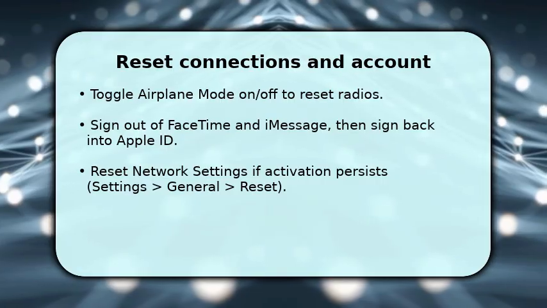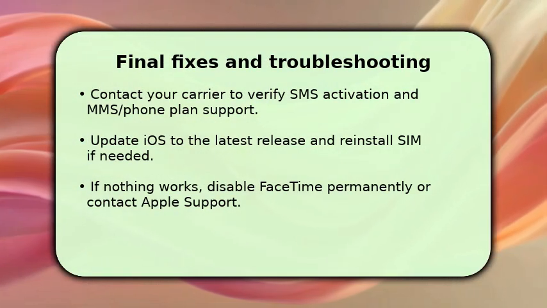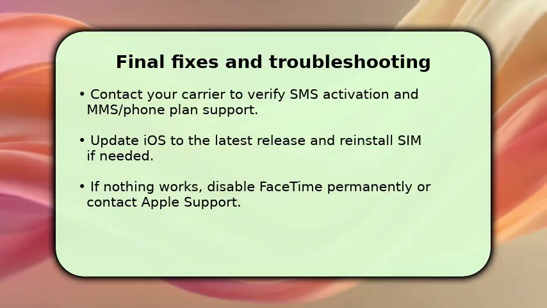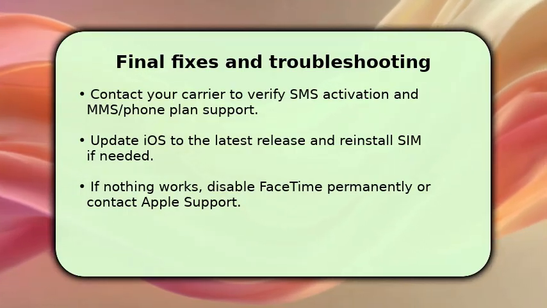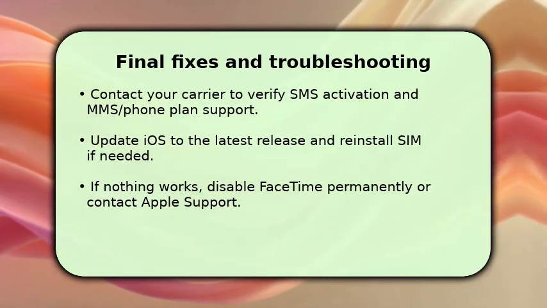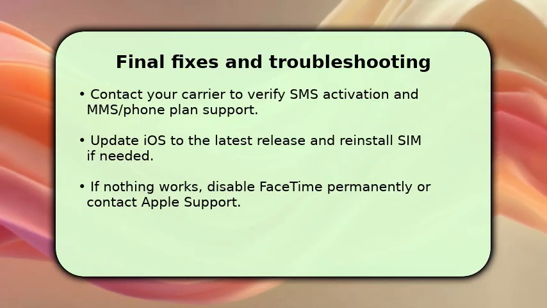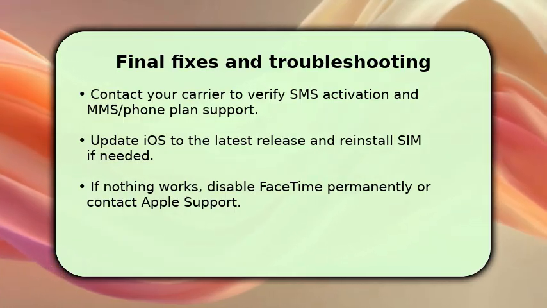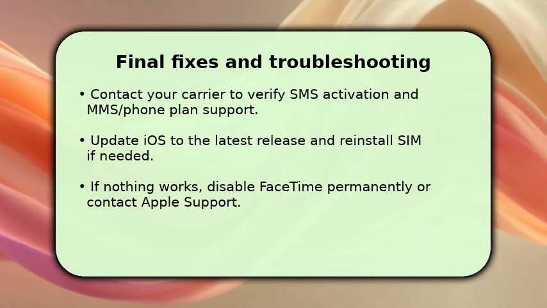To finish, make sure activation SMS can be sent and received. Contact your carrier to confirm your plan supports SMS activation messages, and international SMS if required. Update iOS to the latest release and try a fresh SIM or eSIM reprovisioning to clear carrier flags.